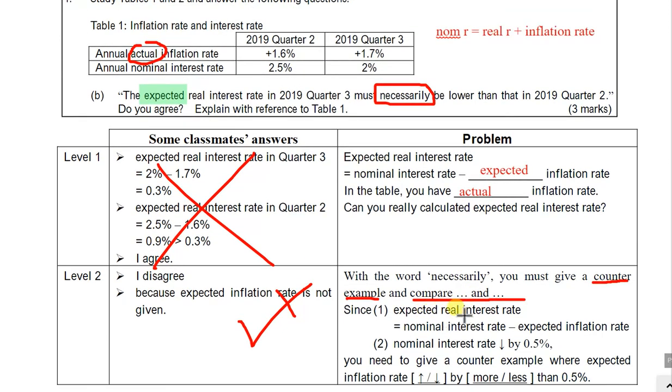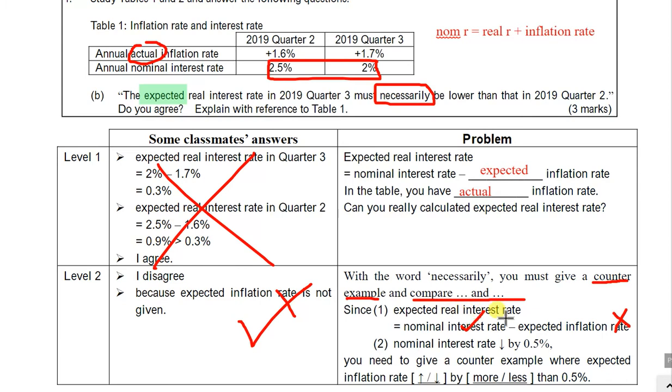So you know that the expected real interest rate is equal to nominal minus the inflation rate. And which one do you have from the table? You have the nominal interest rate, but not the inflation rate. So this is given and this is not given. And you know that the nominal interest rate already decreases by 0.5%. So from 2.5 to 2%, it decreases by 0.5. If the nominal interest rate changes only, but there is no change in the inflation rate, then obviously the real interest rate should drop. But we should give a counterexample where the real interest rate becomes higher, right?